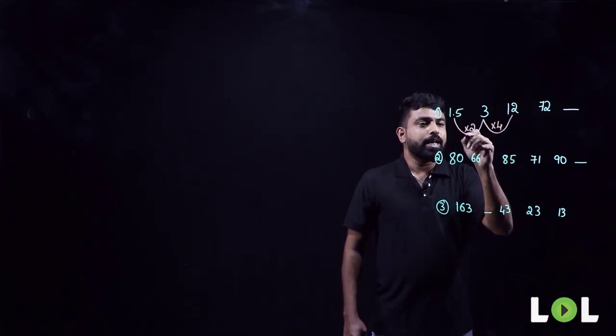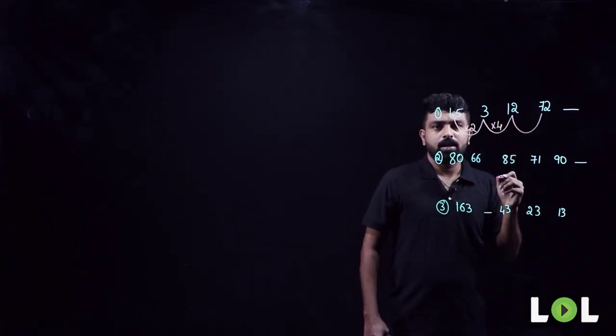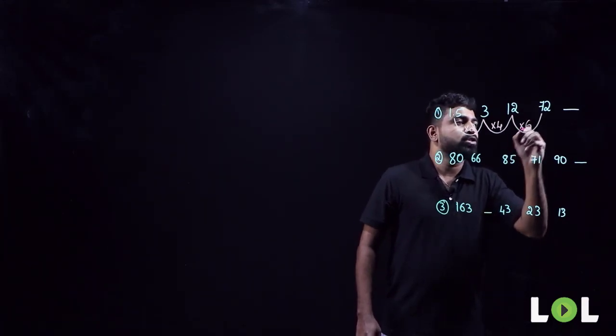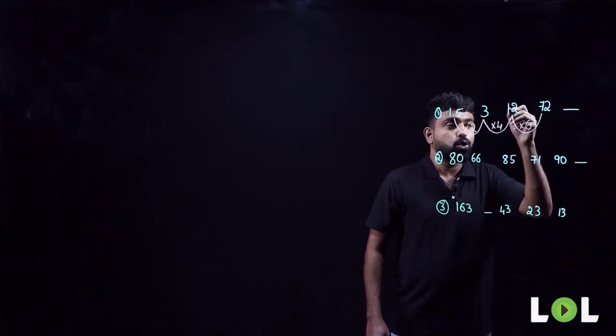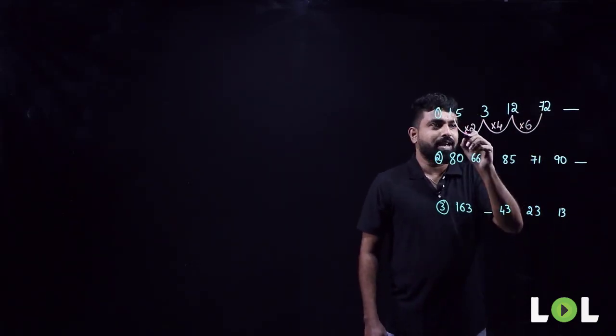So we've got into 2 here, into 4 here. So what might come here? Let us check if we can go with into 6. Let us see if we multiply 12 with 6, we get 72. Yes, 12 sixes are 72. So we have got the logic here. We have cracked the logic.